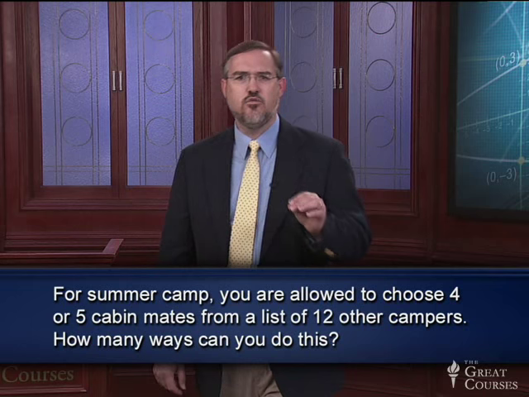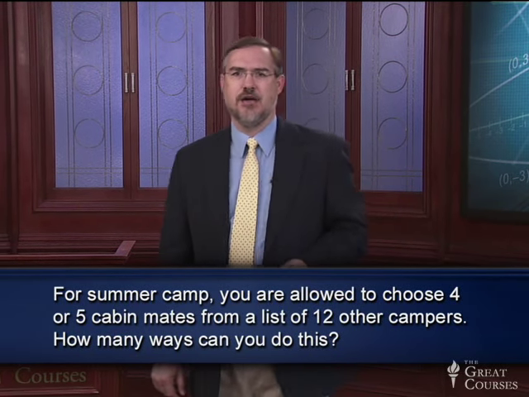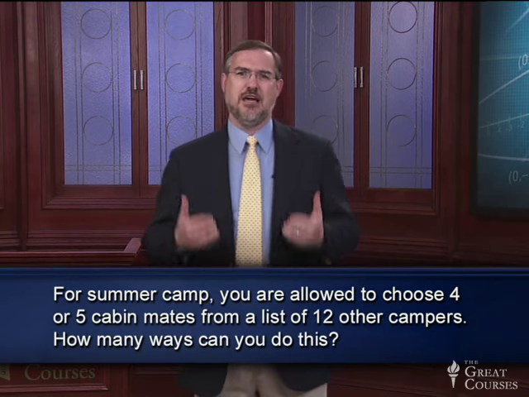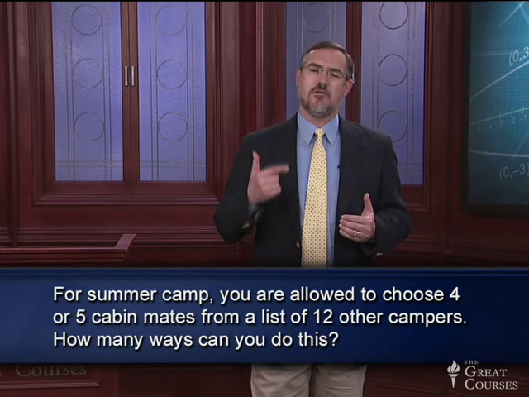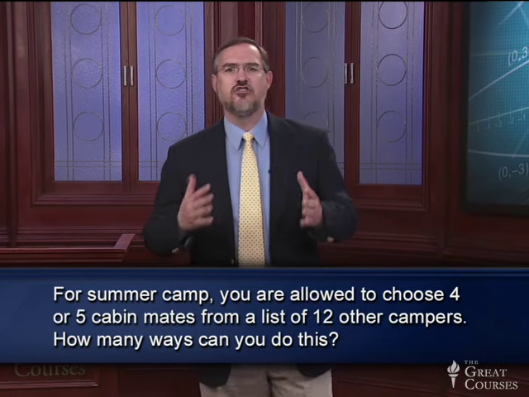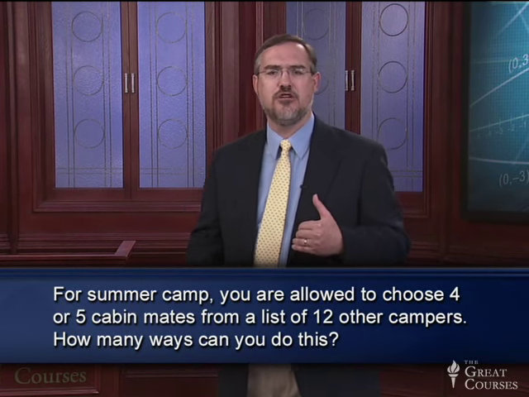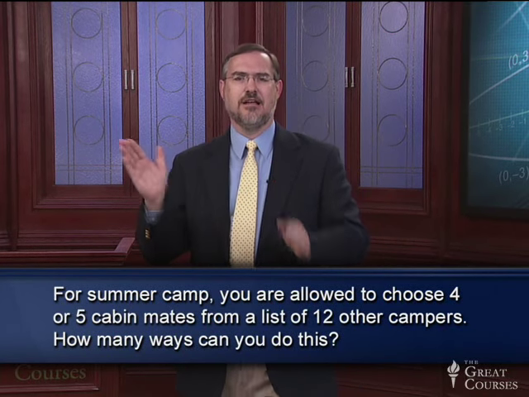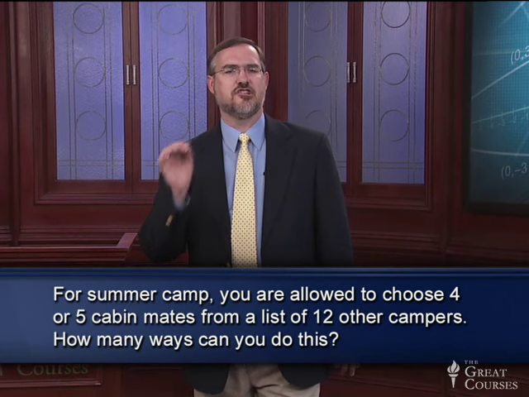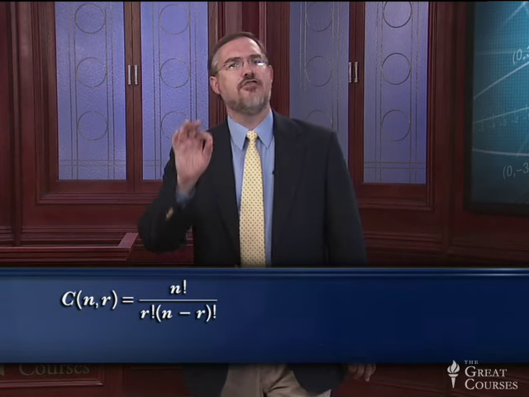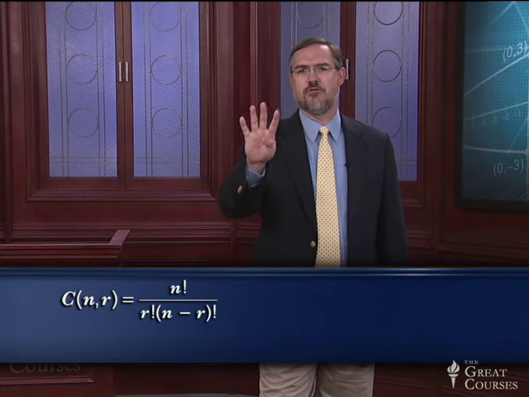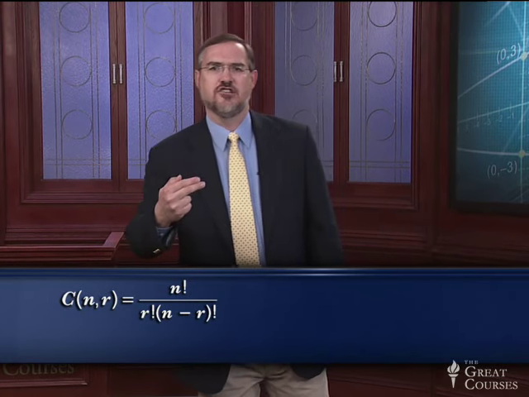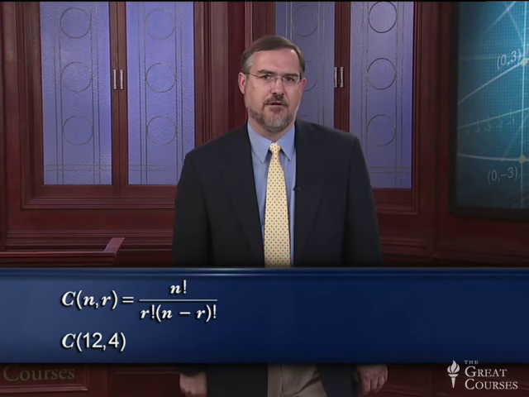First, what if you wanted only 4 cabin mates? Well, does the order matter in which you actually pick these cabin mates? That's an important question that you need to ask. Does the order of the 4 cabin mates you choose matter? Well, the answer is no, because you're just going to get thrown into the cabin together. So it's not like you're worried about any sort of ordering. And that means this is a combinations question. And the number of ways to choose 4 people out of 12 is just C of 12, 4.